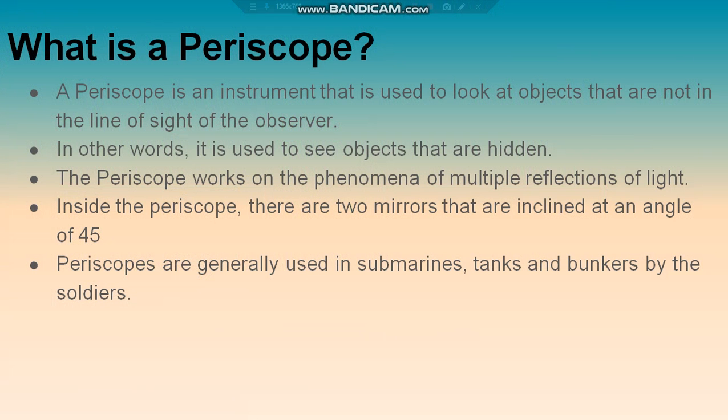So now let us discuss in detail what a periscope is. A periscope is an instrument that is used to look at objects that are not in the line of sight of the observer. In other words, it is used to see objects that are hidden. The periscope works on the phenomenon of multiple reflections of light. Inside the periscope, there are two mirrors that are inclined at an angle of 45 degrees. Periscopes are generally used in submarines, tanks and bunkers by soldiers.